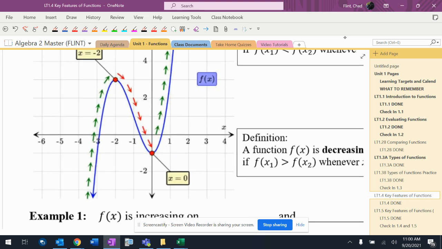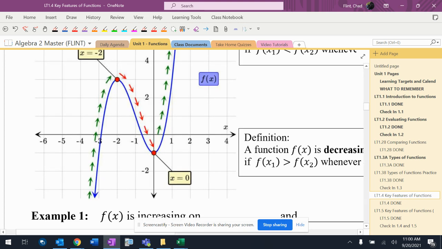So if I look at this graph right here, they've got green arrows and red arrows. You can use that if you want. I always just wrote some pluses on here, like it's increasing. And then right here, it turns around and then it starts decreasing. And then again, right here, it turns around and then it starts increasing again.